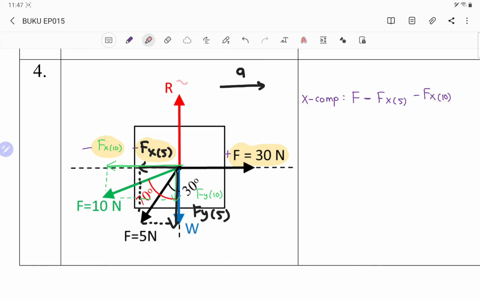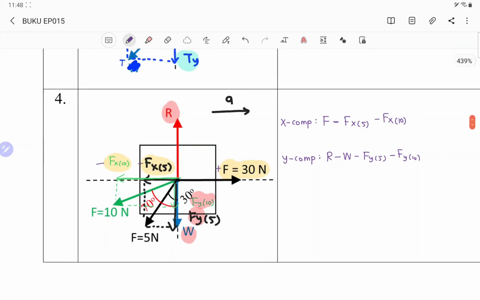Then vectors along Y, kita ada R, kita ada Fy, kita ada W and kita ada Fy untuk 10. So kita ada 4 term lah yang kita kena include dalam equation Y component. Y component, R positif ke atas, tolak dengan W, tolak dengan Fy 5, tolak dengan Fy 10. Okay, so this is the equation.